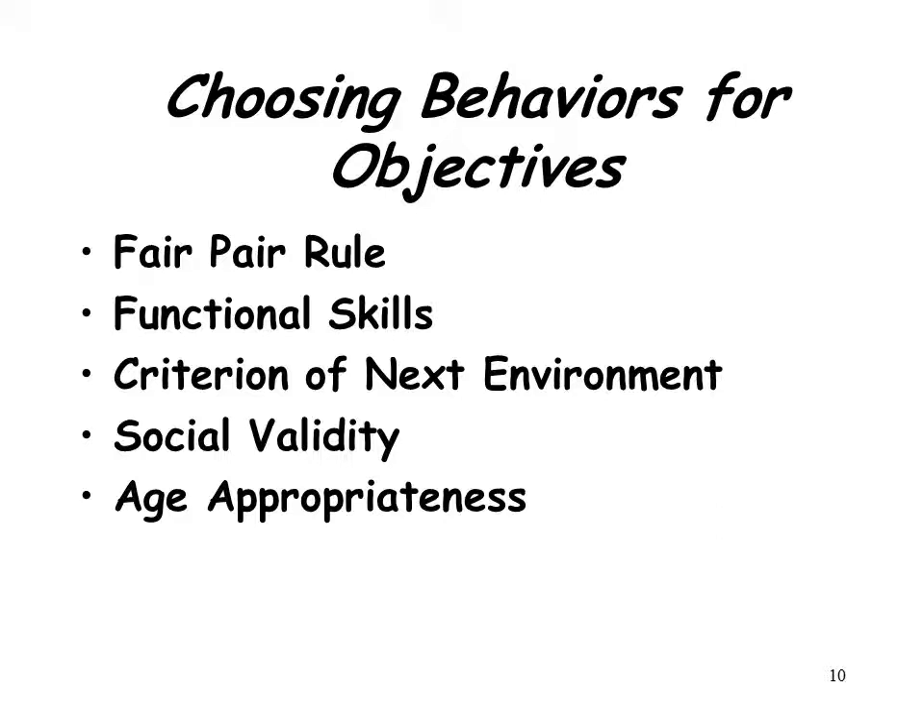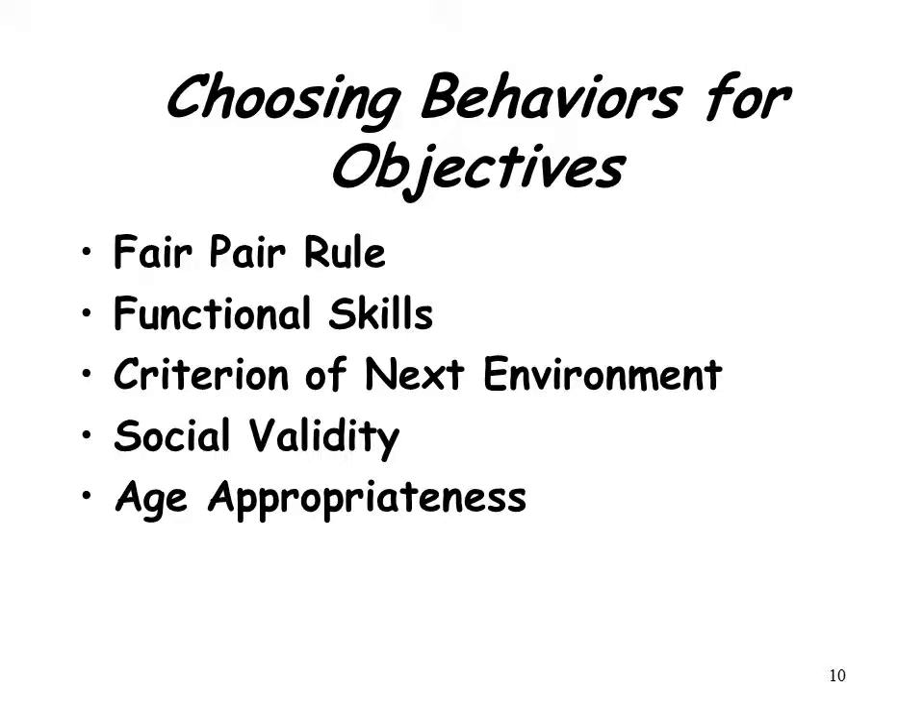Another thing to look at is the criterion of the next environment. So wherever the student is, what are going to be the expectations at the next level? Recently I've been working with a third grade boy who has some challenging behavior. He's about to go into the fourth grade, so we spent some time talking with the fourth grade teacher about what her expectations were, and those determined the objectives we worked on this year.